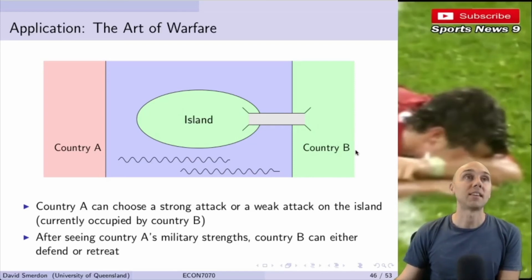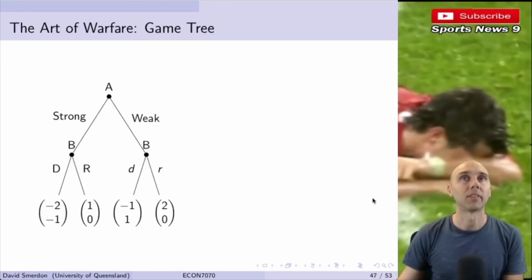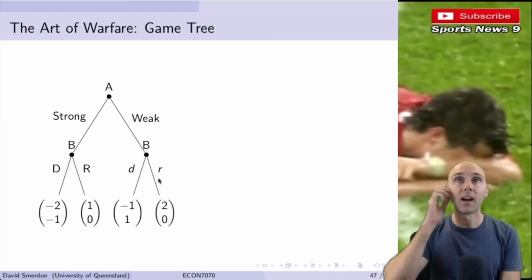And upon seeing how strong the attack is going to be, country B decides whether to defend or to retreat. We can write the game like this, with country A deciding what to do first. This is defend, retreat for country B. And here are the payoffs.